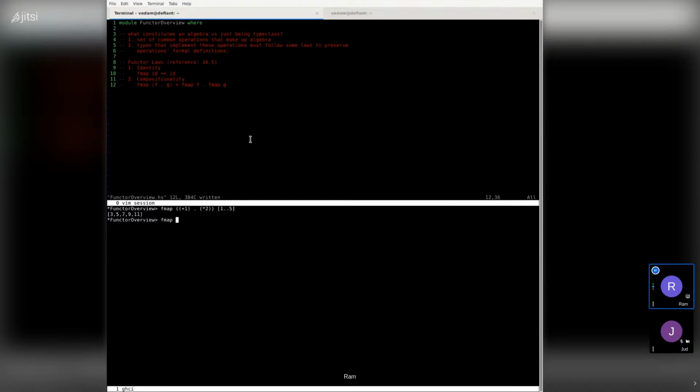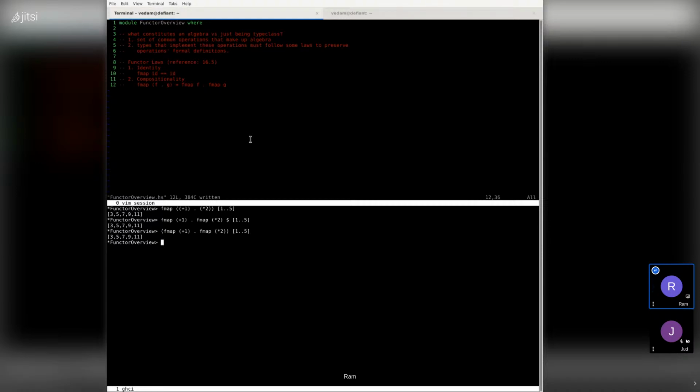Now, this should be the same as if we did fmap (+1) . fmap (*2) $ 1.5. Remember, the $ sign is mainly there so that you can remove a set of parentheses. So if you want to see exactly the same thing, you do $ (+1) . fmap (*2) and then 1.5. You get the same answer there.